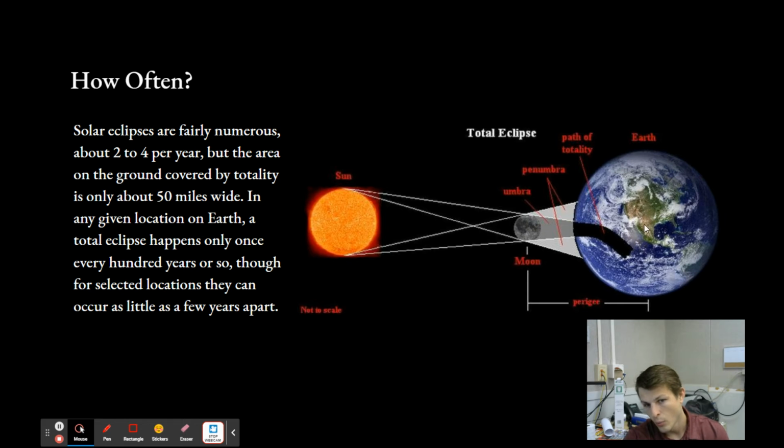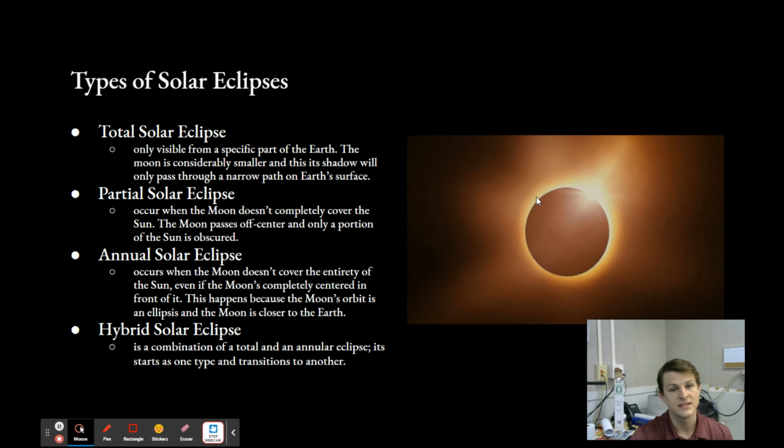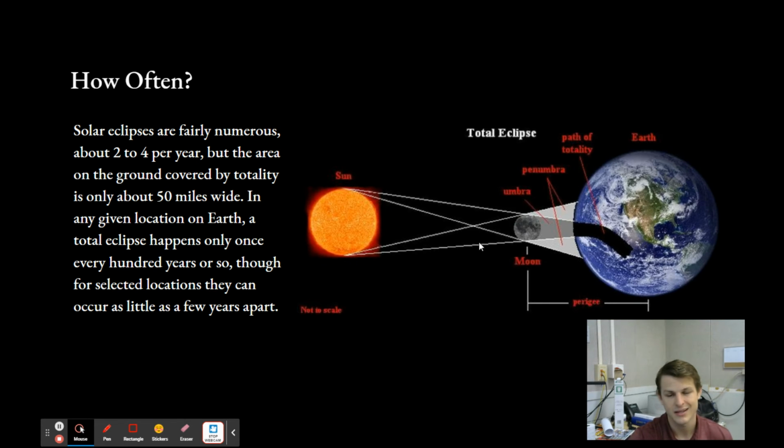So one specific area of Earth, because there are all these different factors, might experience a total solar eclipse every 400 years, let's say 200 or 400 years. That means me, in this exact spot I'm sitting in, I might experience this type of solar eclipse once every 400 years.